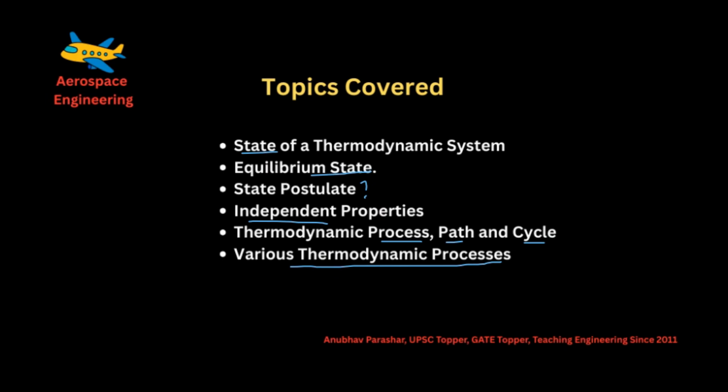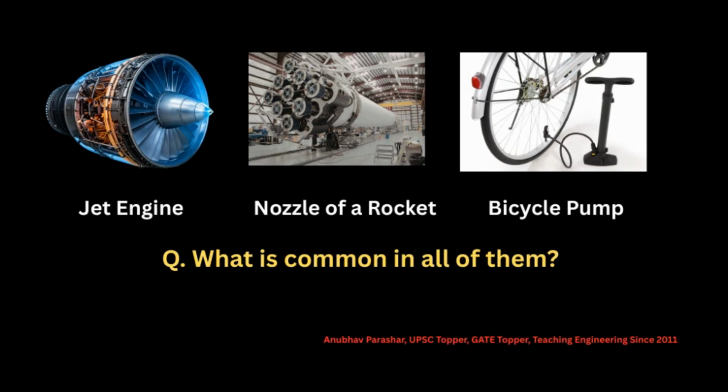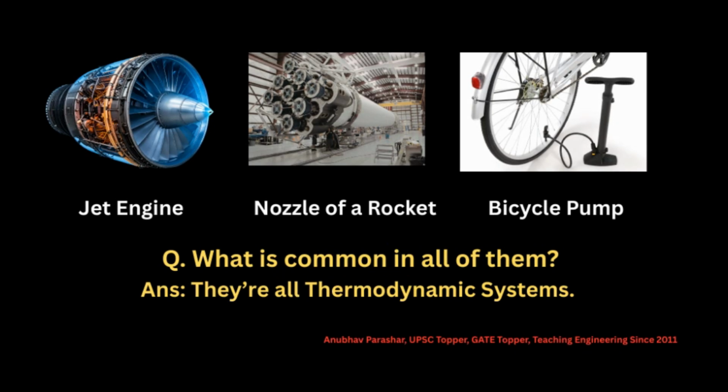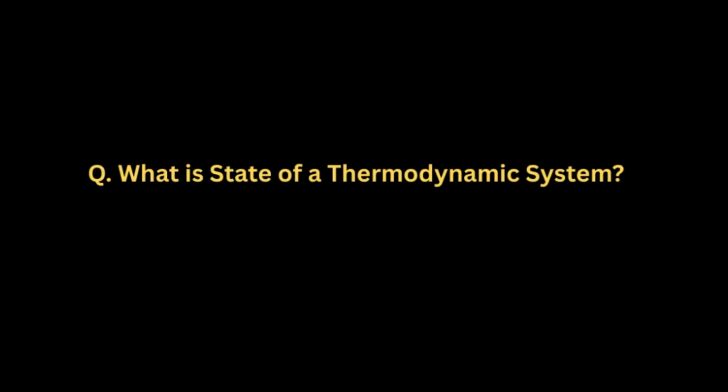So let's start. But before starting, can you tell me what is common in a jet engine, nozzle of a rocket, and a bicycle pump? Well, the answer is all of them are thermodynamic systems. Now, if I want to study a thermodynamic system, be it the jet engine or the bicycle pump or the nozzle of a rocket, first I have to define the state of the system. Now, what do I mean by state of a thermodynamic system?